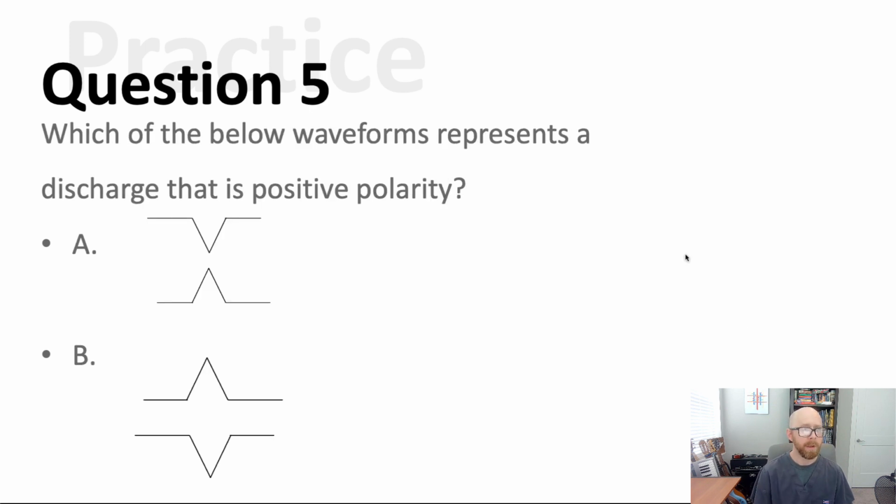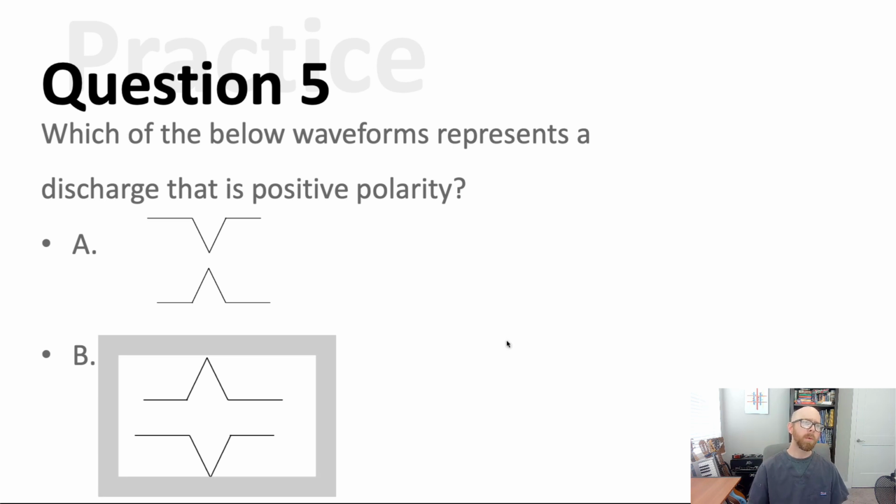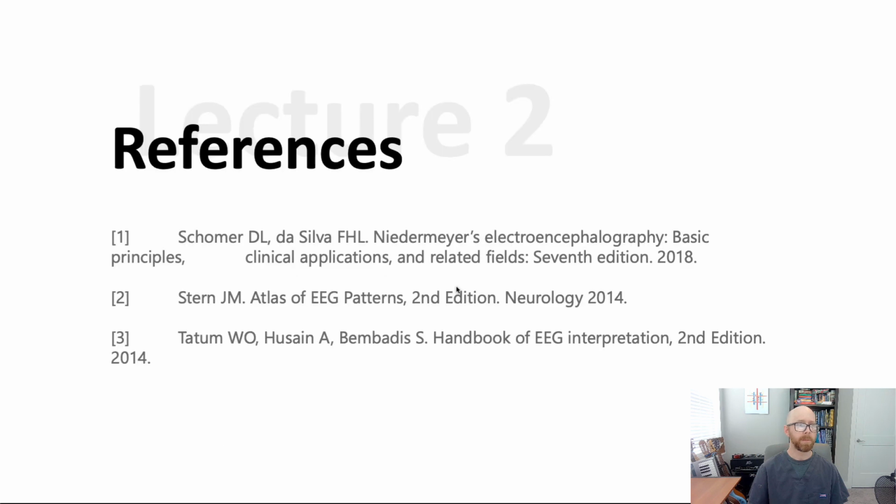Question 5. Which of the below waveforms represents a discharge that is positive polarity? Think about that for a second. Remember that polarity is different than if it's a positive deflection. Polarity relies on field. If you answered B, you would be correct. Remember, with positive polarity, you can actually fit a little plus sign between these waveforms which are opposing. Whereas here, you actually have a negative polarity discharge at A, and you can fit a little minus sign in there.